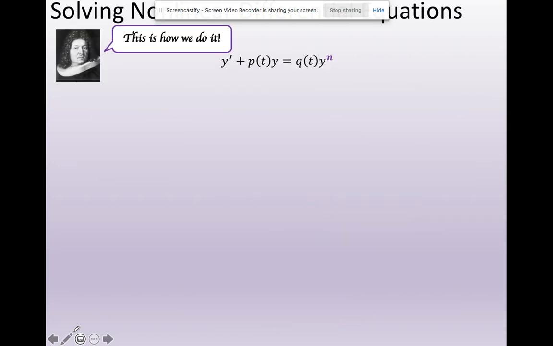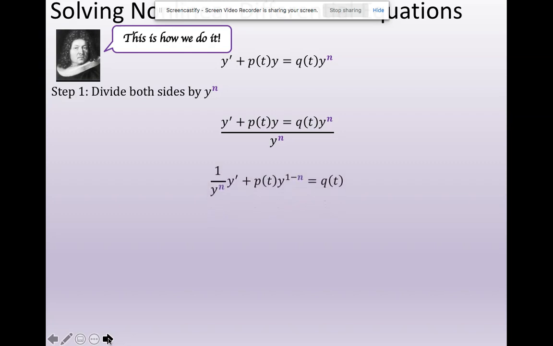So this is how we do it. I'm going to do this in general. I'm not going to put a number in for n; I'll leave it in general first, and then I'll do some equations where I put a power in for n. The first step is to get that right side without any y's, so divide both sides by y to the n. Then look how I'm going to algebraically rewrite that. The y to the n goes away, so I am just left with the function on the right. On the left, y prime divided by y to the n, I wrote as just 1 over y to the n times y prime.